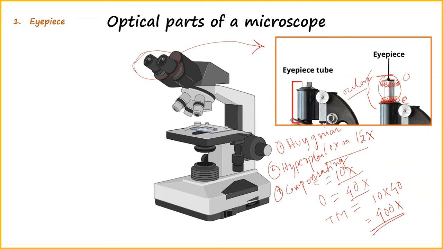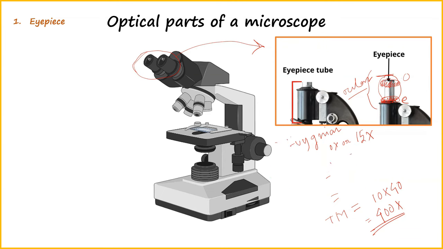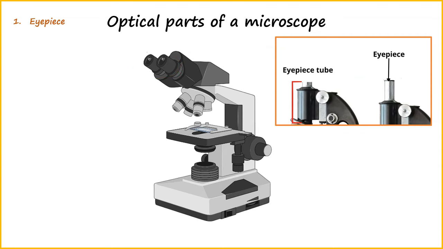Now let me erase this portion. Now come to the next part, which is called the eyepiece tube. As you can see in this image, this portion is called the eyepiece tube. These microscope parts are located above the head portion. This is a binocular microscope where two eyepieces are present. The microscope eyepiece tube is flexible. This portion is flexible and can be adjusted for maximum visualization for various distances.